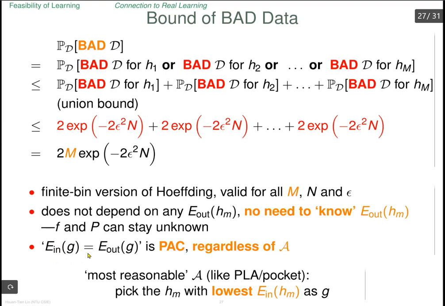Again, this is in-sample being equal to out-of-sample, probably approximately. The "probably" means this side, right? This is a probability value: the probability of in-sample being different from out-of-sample by more than some epsilon. And the algorithm will aim to pick the h with the lowest in-sample error as g in this case.